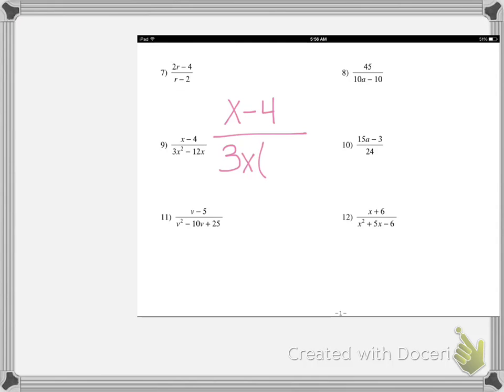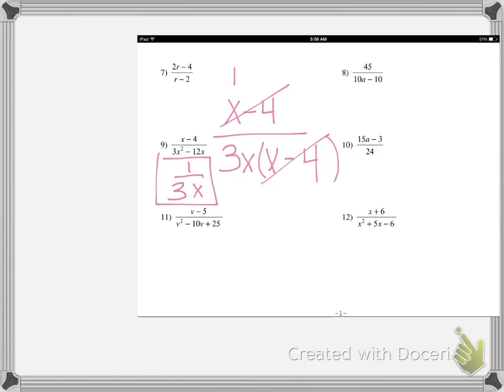Now reverse your distribution and say 3x times what would give me 3x squared? It would be an x. And 3x times what would give me a negative 12x? That would be a negative 4. Oh my goodness, don't you love that? x minus 4 on the top and x minus 4 on the bottom. That's going to give me a final answer of 1 over 3x. Final answer. Oh, these are just so much fun.